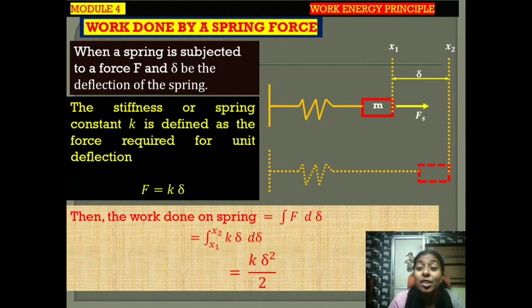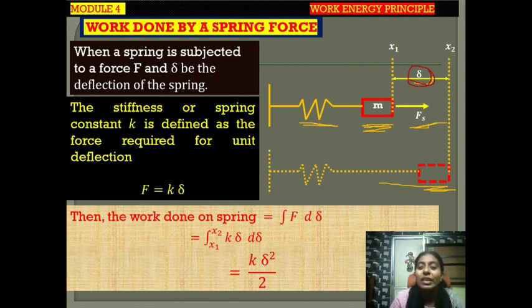Now work done by a spring force. This is our original mass m. This is the spring, this is the symbol of a spring. Using this spring, the mass is displaced to this position. Horizontally, when the spring is stretched, the mass is displaced. So the spring is subjected to a force Fs or F, and delta is the distance displaced by the mass.